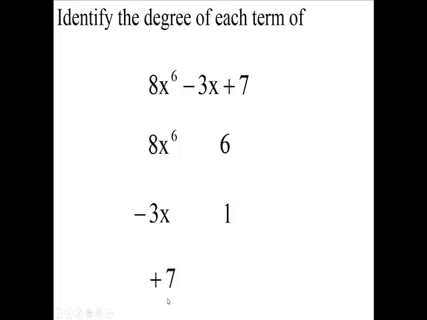And then the coefficient of this is 7, but how many letters do I have? Here I had 1 letter. Here I had 6 letters. How many letters do you have here? Well, I don't have any. Well, what number says none? I don't have any letters, do I?